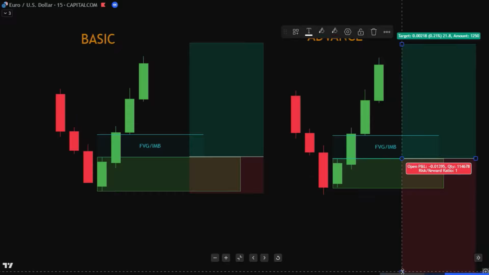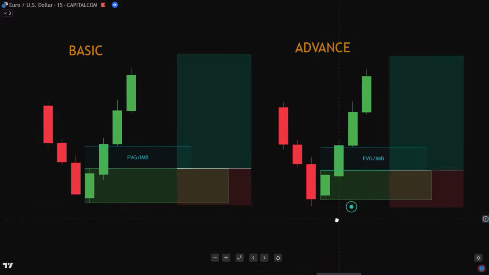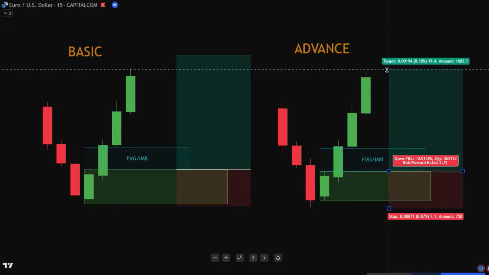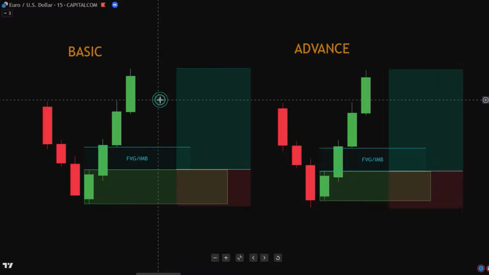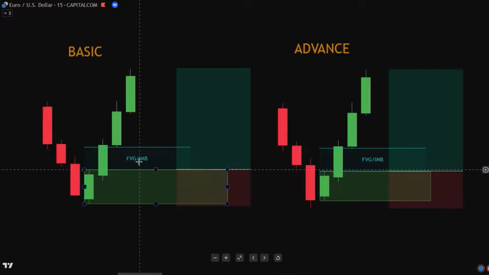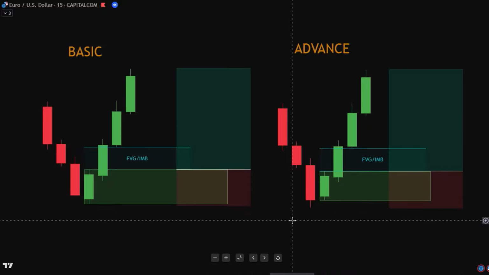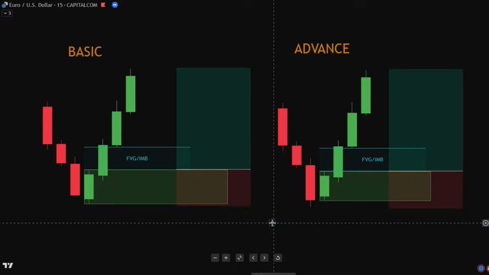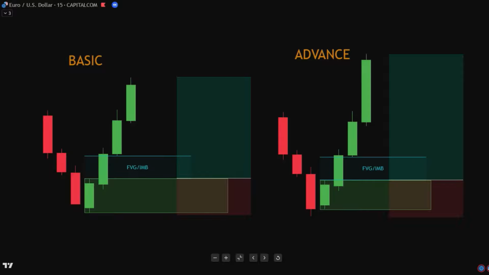Here I'm going to apply the same thing, and I'm going to put my stop loss at the last low. This is fine, and this is our target, the recent highest point. Okay, fine, we find exactly the same. You can see this looks exactly the same, but why it's basic and why it's advanced, I'm going to show you here.